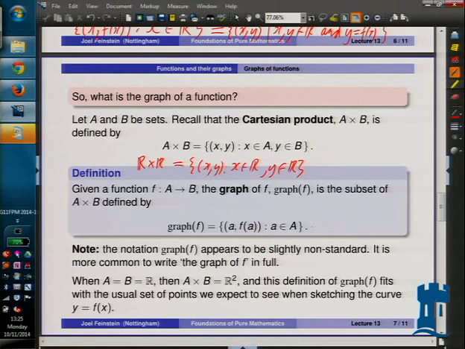That's the same as the set of (a, b), where a is in A, b is in B, and b equals f of a. You can use x and y if you like. They're dummy variables.